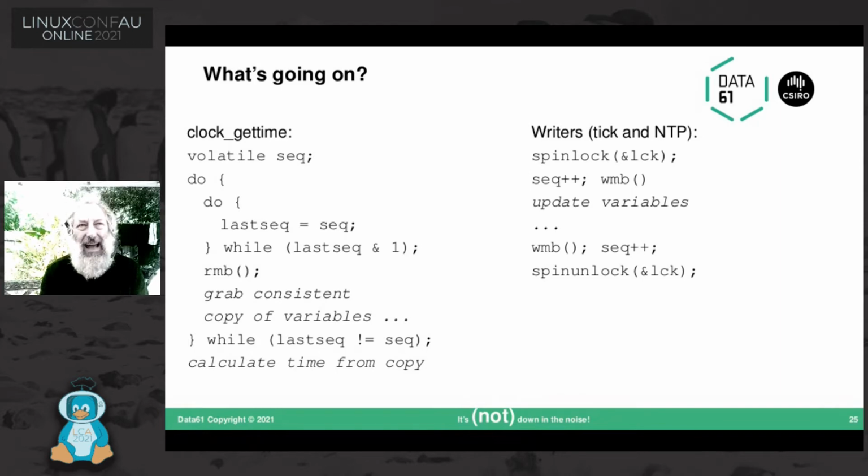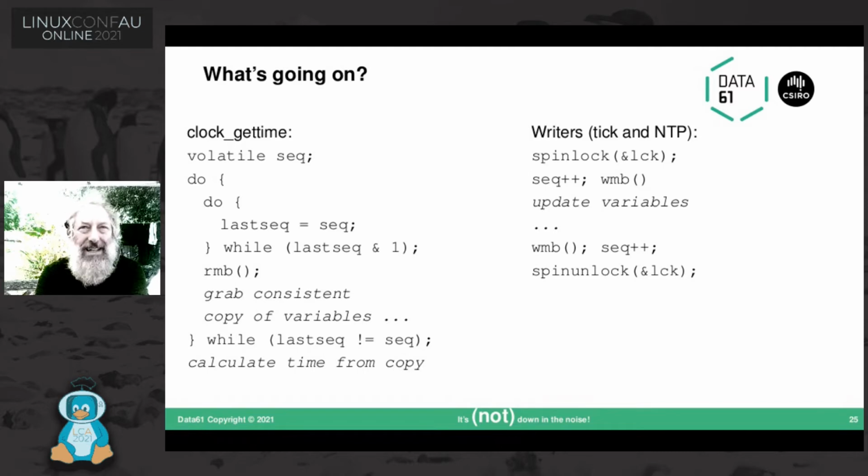So it'll grab a copy of the sequence lock. If it's even, we'll just run straight through with a memory barrier to make sure we've got all the values correct. We'll grab a consistent value of the variables, and then we'll compare to make sure that the last sequence that we saw hasn't changed in the meantime, and calculate a time from a copy.